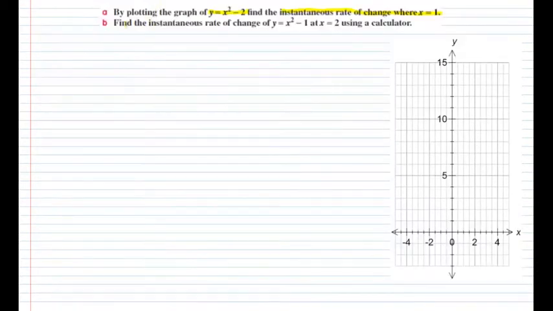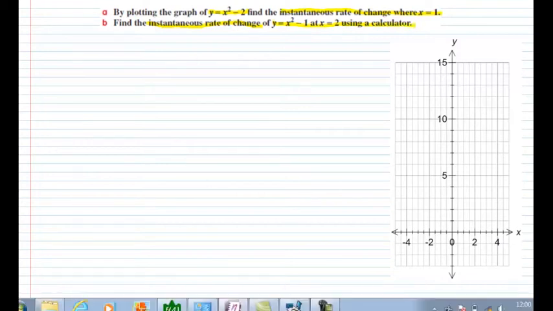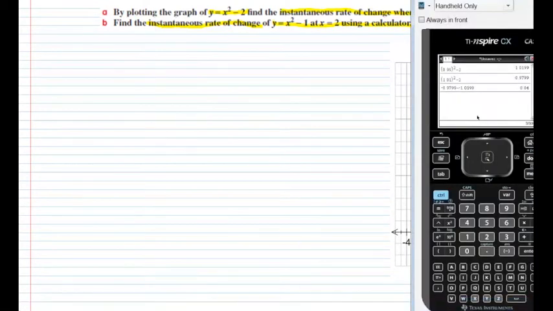Okay, so the next graph says find the instantaneous rate of change of y equals x squared at x equals 2 using your calculator. So y equals x squared using your calculator. Okay, so I'll just open up my CAS calculator and we're going to go through the same process, but we're going to do it all on the calculator. So to do this, what we need to do is we need to open up a graphs page. Actually, we'll define the function first of all.